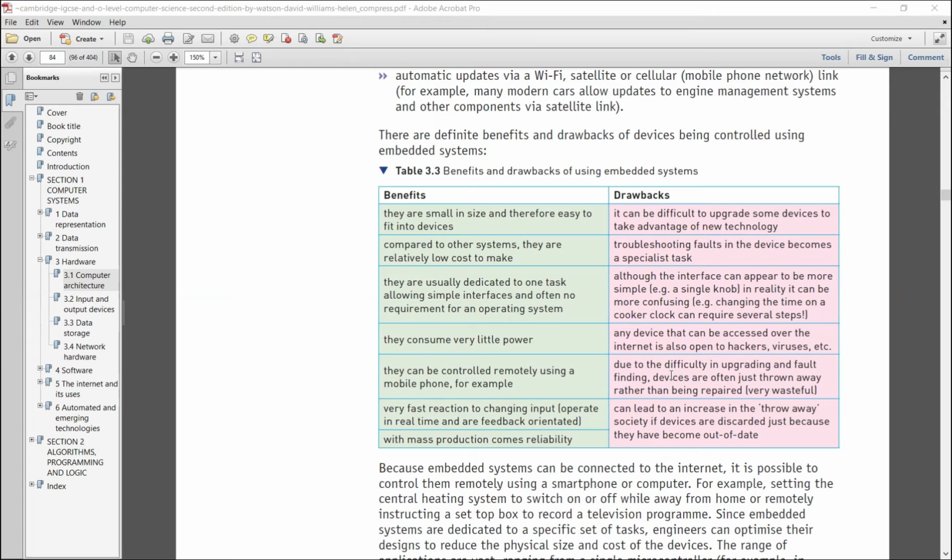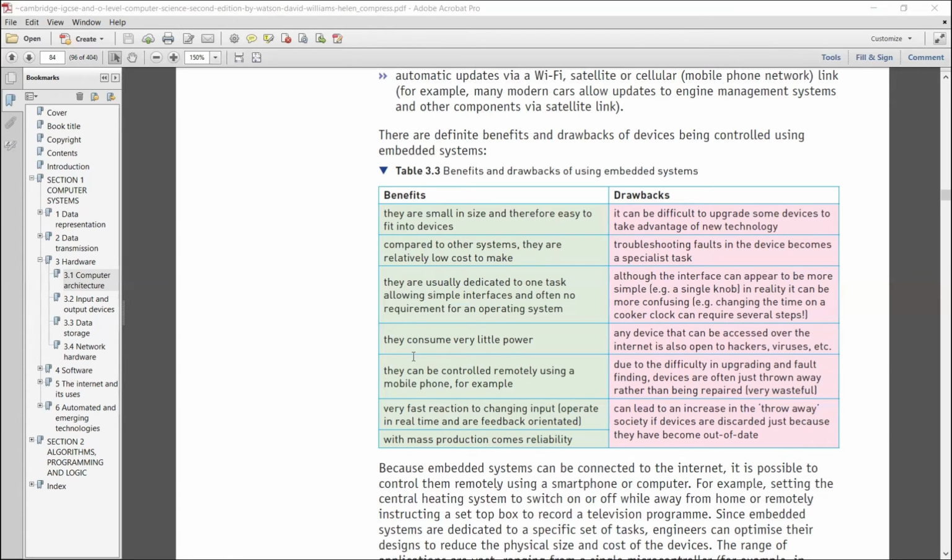Due to difficulty in upgrading and fault finding, devices are often just thrown away rather than being repaired, which is actually wasteful. It can lead to an increase in throwaway society if devices are discarded just because they have become out of date. Now, this has been happening with people, especially in the West. Once it is not being used, they just discard it, they just throw it away. So that is what I suggest to you.